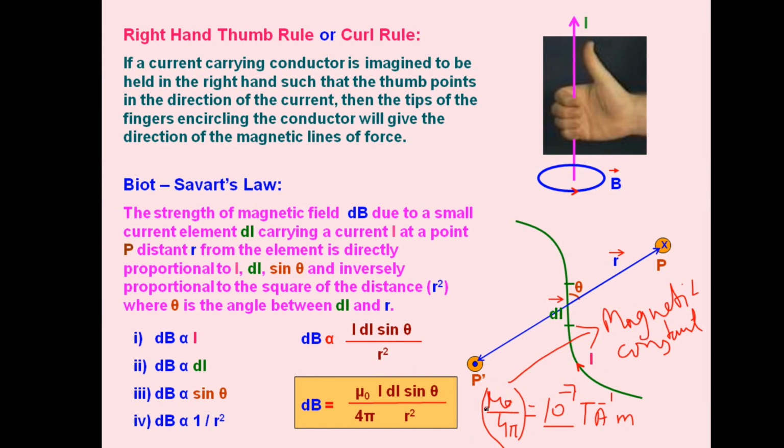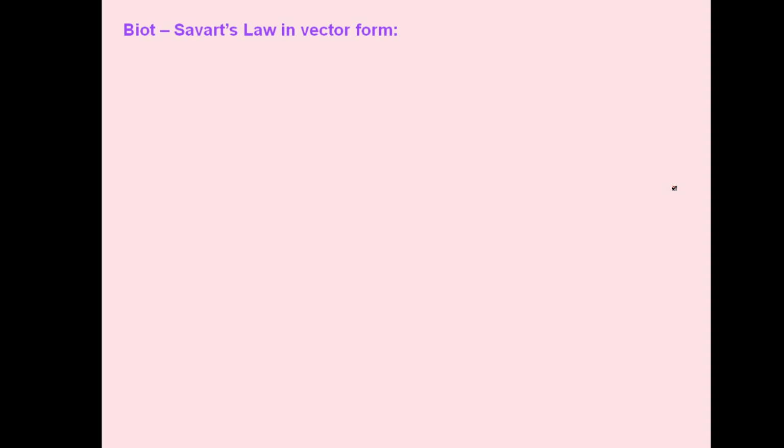If we have to find the value of mu naught, we can multiply this 4 pi with 10 to the power minus 7, and we will get the unit as same. So you can note down this relation also if required. Now representation of Biot-Savart's law in vector form, because magnetic field is a vector quantity, so very important, we have to represent it in vector form also.